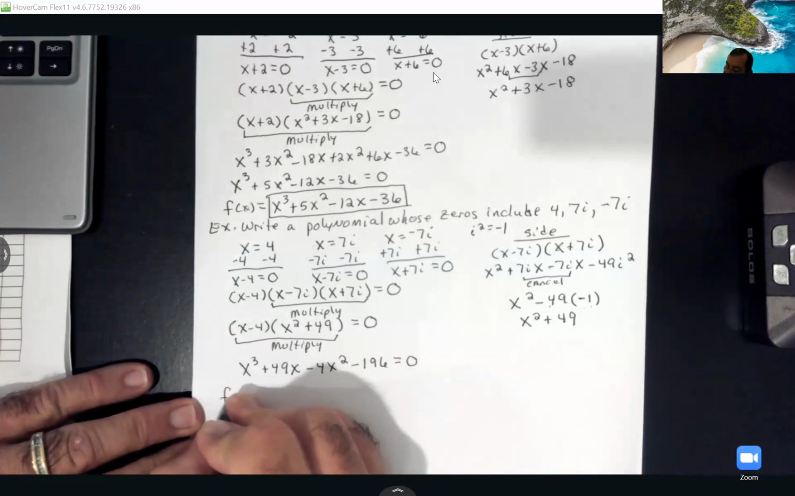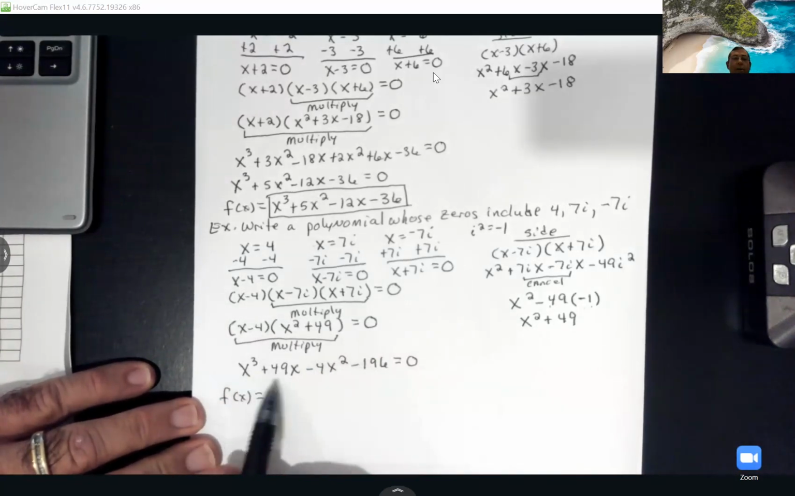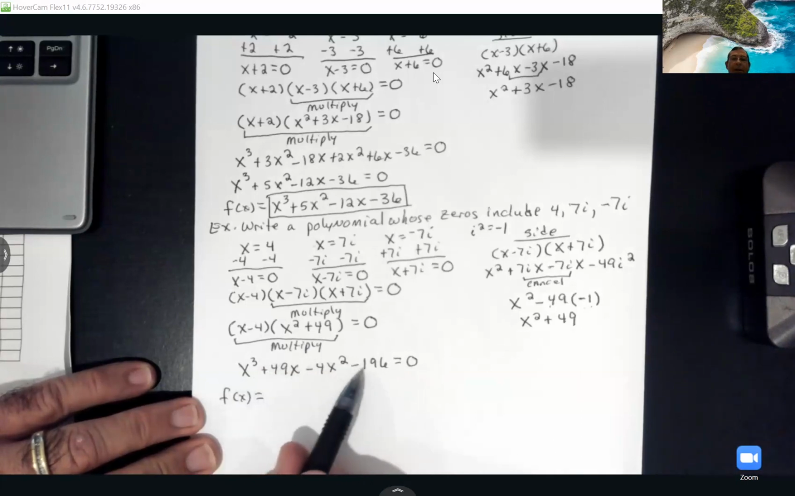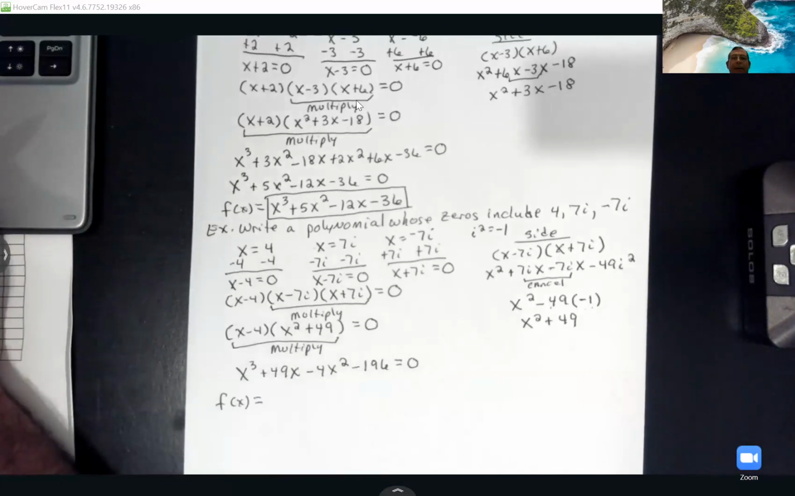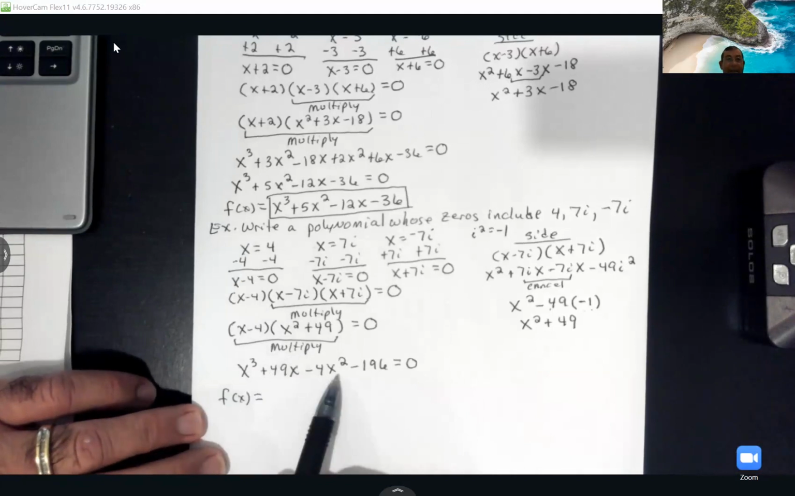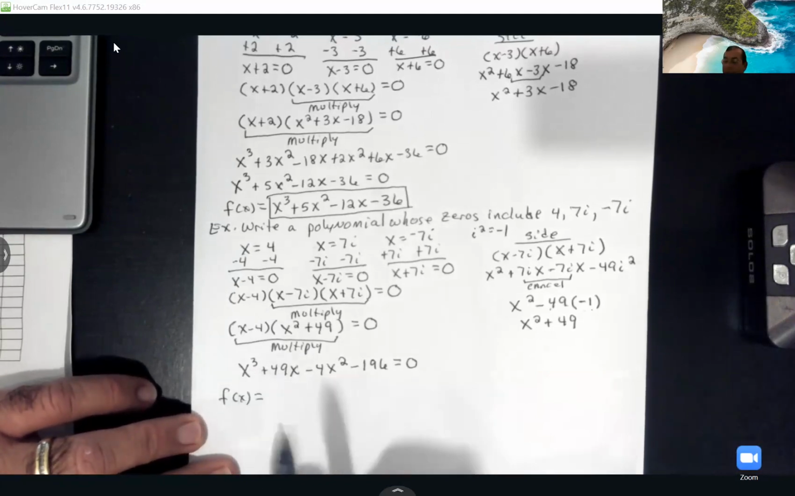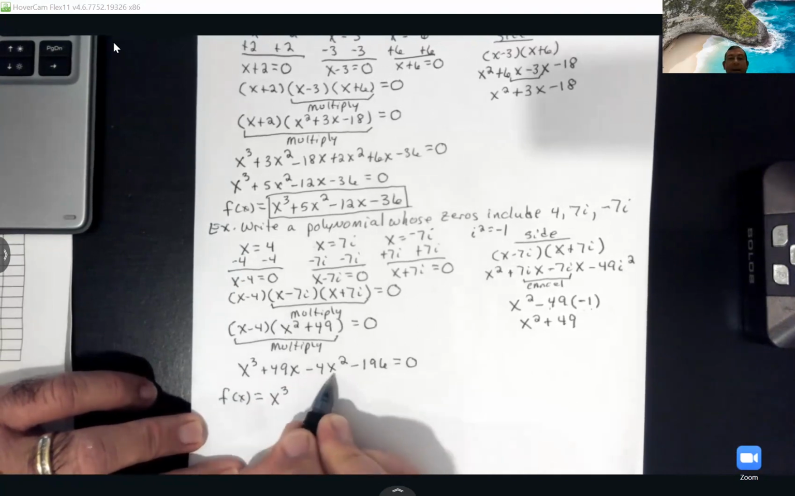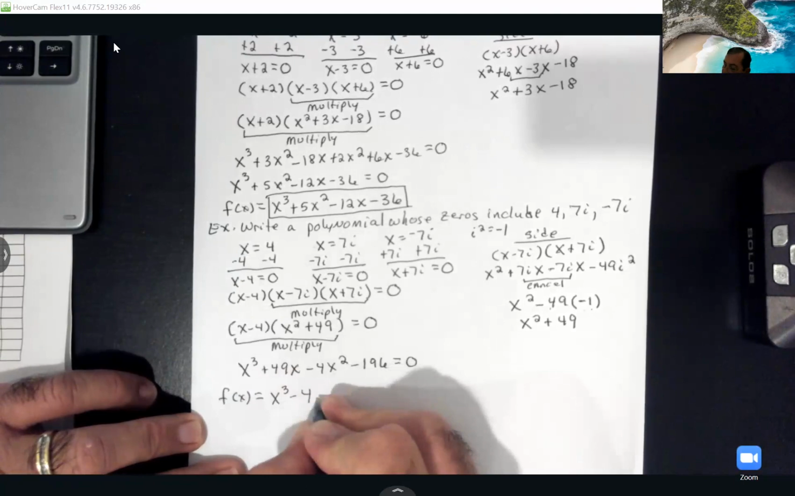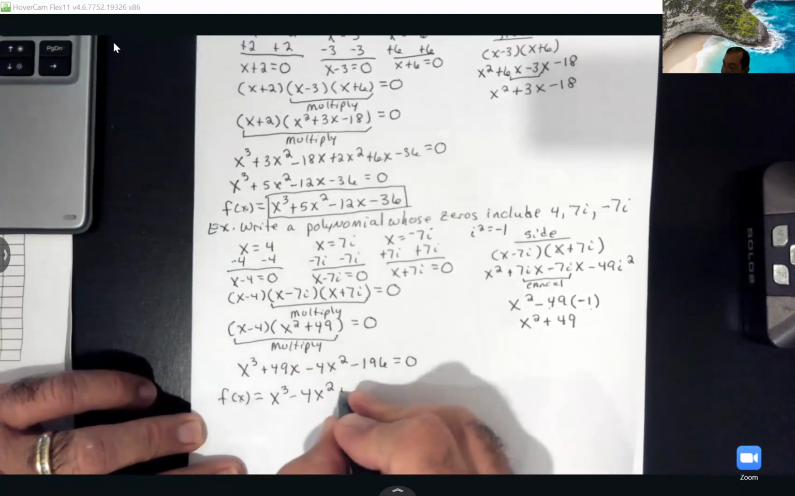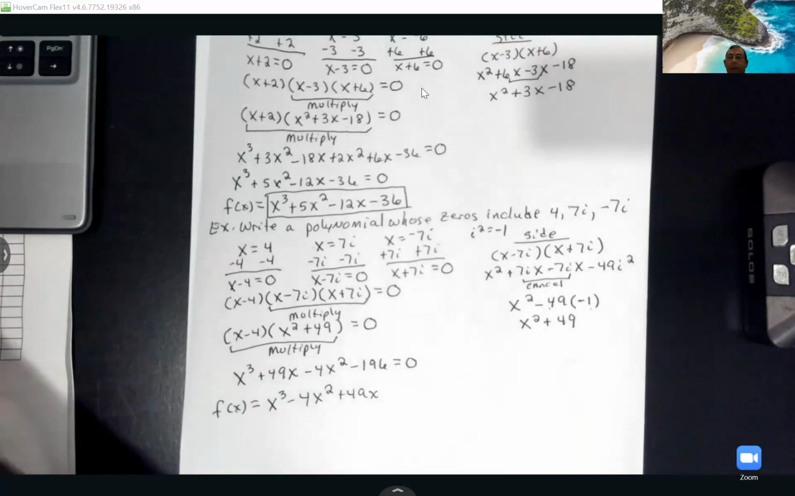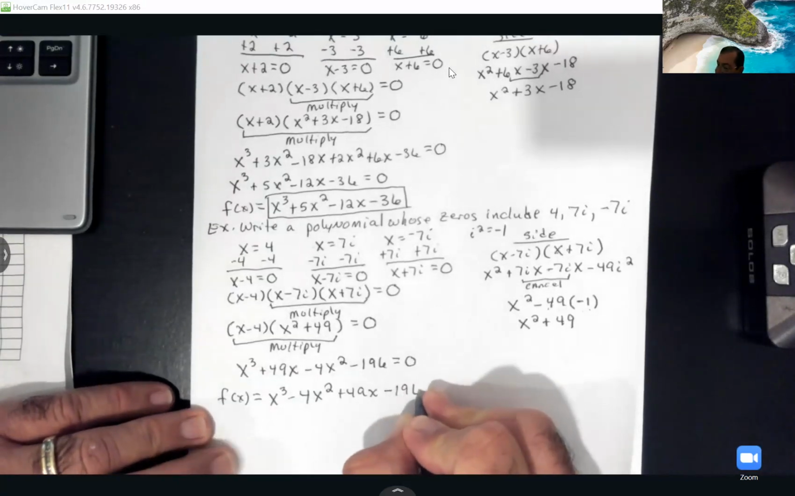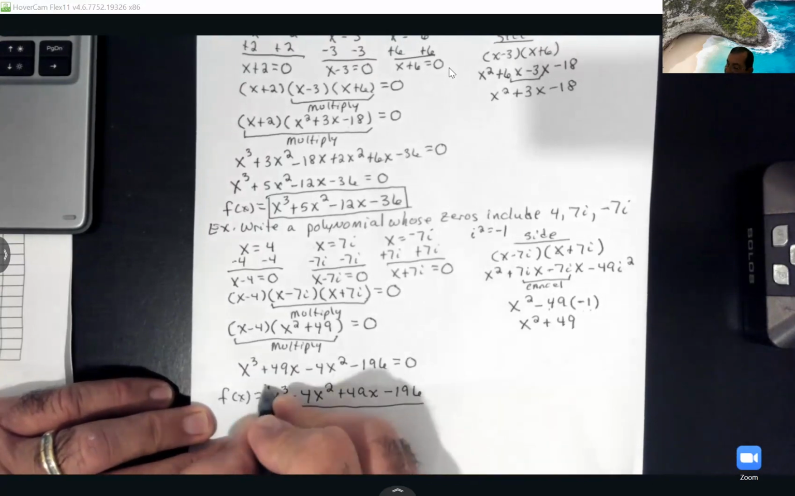Now, when I put this in my answer blank, there's one thing I'm going to do to this. So let me see what my chat's saying. Yeah, so we're going to rewrite it and we're going to actually put this in descending order. There you go. So put our x cubed first, then our negative 4x squared, then our 49x, and then our negative 196. And y'all, that there is what MyMathLab's going to want.